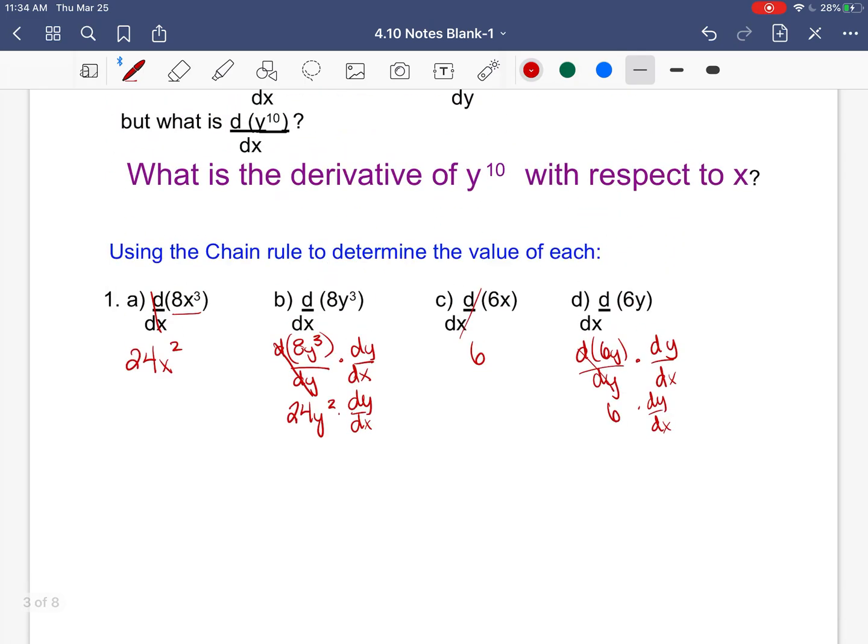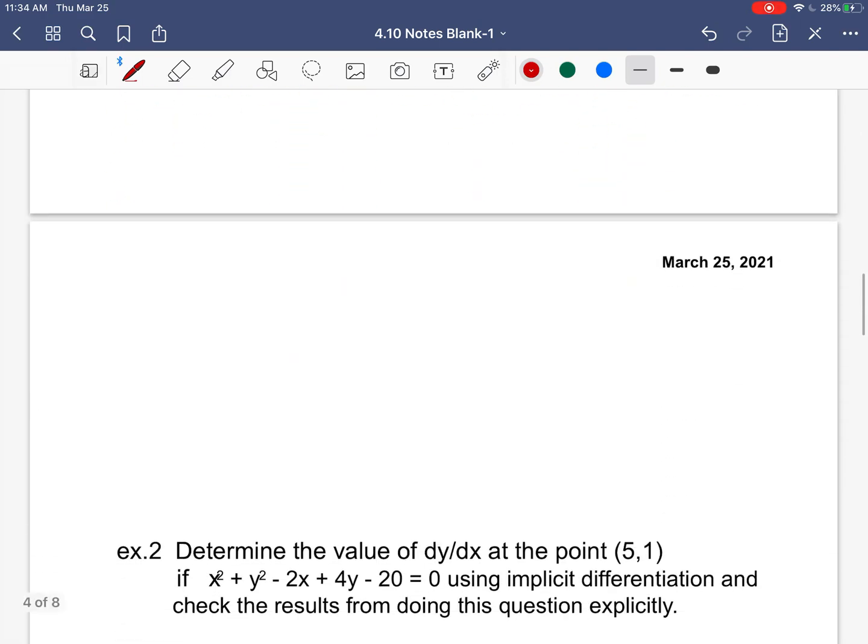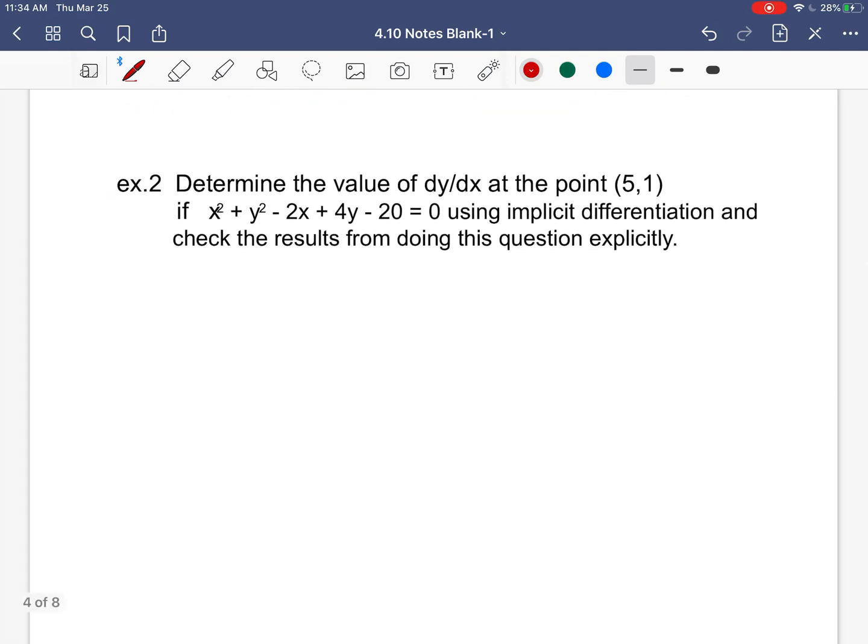Basically what it comes down to is if you're taking the derivative of y with respect to x, you take the derivative of y times dy dx. That's basically what it is. So determine the value of dy dx.